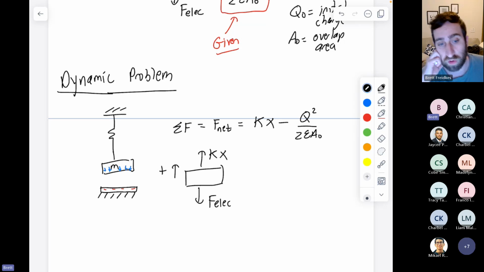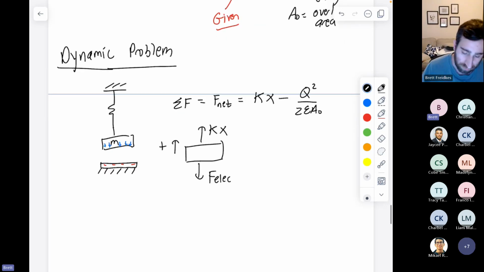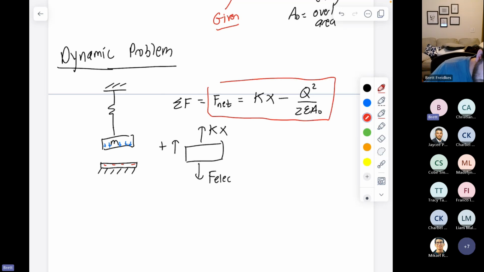This is the net force that the mass feels. It's based on how much deflection it has made, which depends on the input force or whatever acceleration is provided to it. And it also depends on the electrical domain, how much charge is building up on the plates. Now, let's just keep this aside for a second. This is our net force that is acting on the plates. Again, we'll have some net force here.